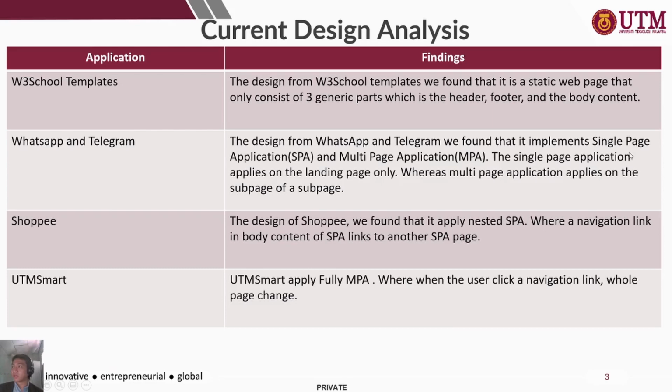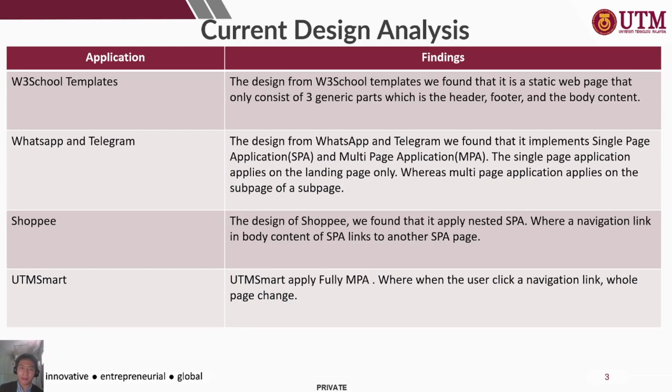So next is the current system design analysis. When we are doing a mobile web generator, we would like to see the design analysis of a web page. There are four designs that we have looked into. The first one is from W3 School templates. In the W3 templates, we found that it is a static page that only consists of three generic parts, which is the header, footer, and the body content.